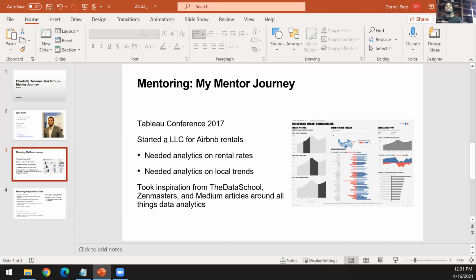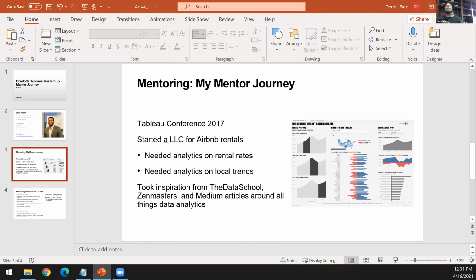So in 2020, I started an LLC for Airbnb rentals, and I needed analytics on what the typical rental rate was and what the local trends were. Are there areas that are growing? Are there areas that are shrinking? And how can I prove that with data? I definitely needed a lot of help and recruited Zeta, who is going to talk a little bit more about her experience with me, as well as the results of our mentorship.